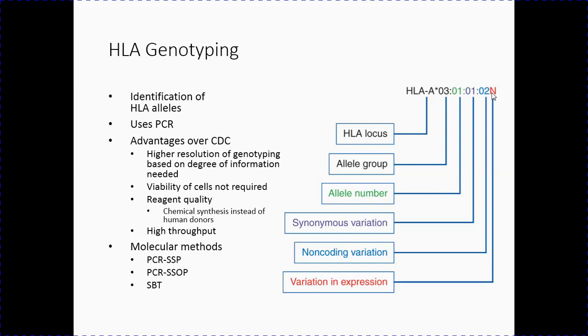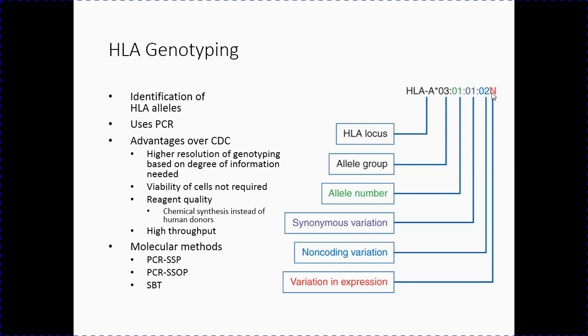And as I said, we're not using human donors like we did in the CDC testing. So chemical synthesis means we're getting some consistency on our reagents. And obviously it's a faster test. It's not as prone to operator error, all those things. A couple of different molecular methods we're doing: PCR SSP, which is sequence-specific polymerase chain reaction. That's the typical PCR that we would expect, and we'll see that in just a second.